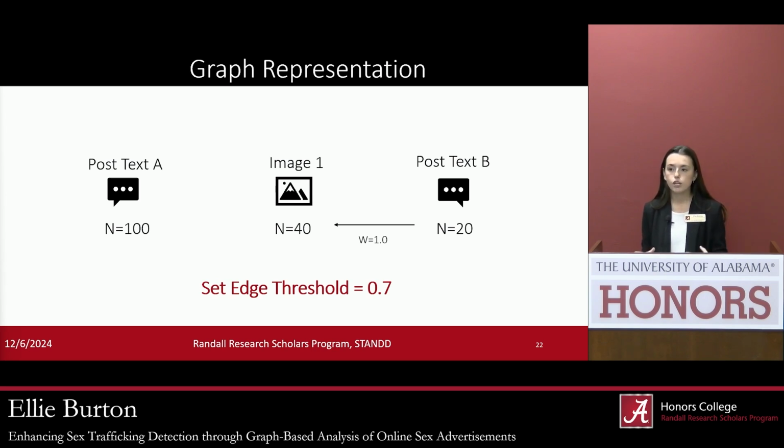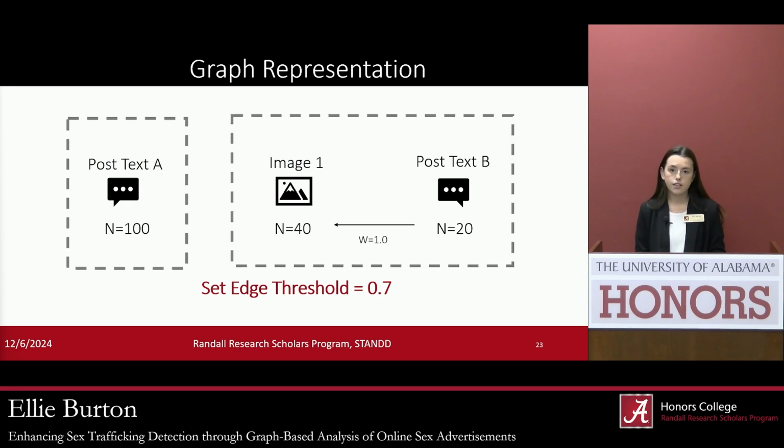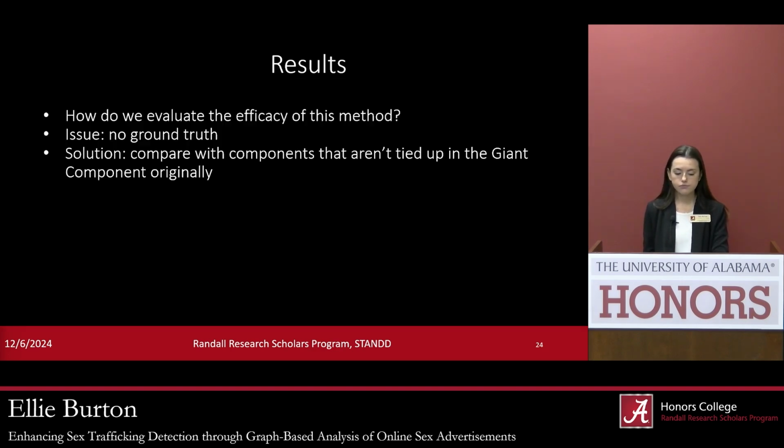In this example, we go from 1 component that might be noisy or have inaccurate information to 2 that might better represent the actual individuals behind these posts. This is the main method we can use in weighting the edges to break down the giant component, but evaluating the efficacy of it is problematic. We don't have a large data set that helps us to see a robust amount of ads and the individuals they're linked to in reality.